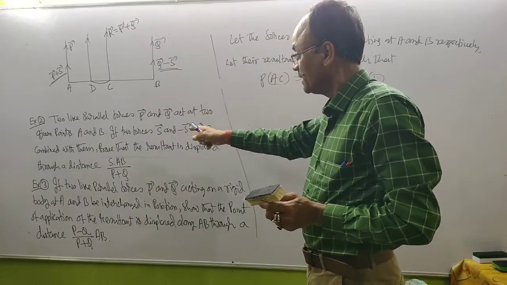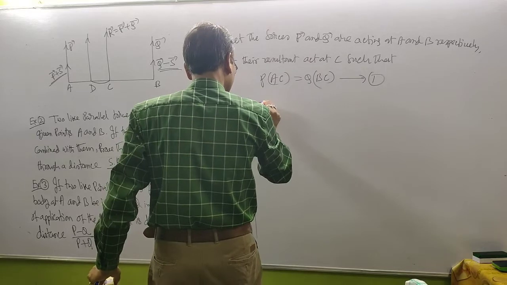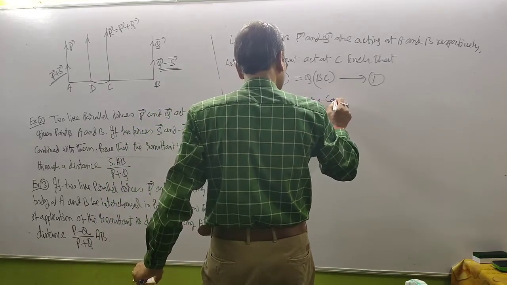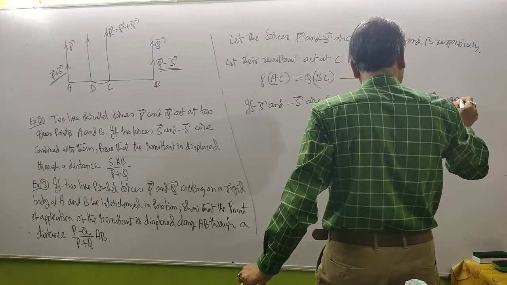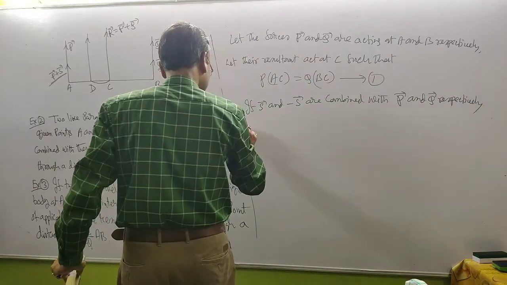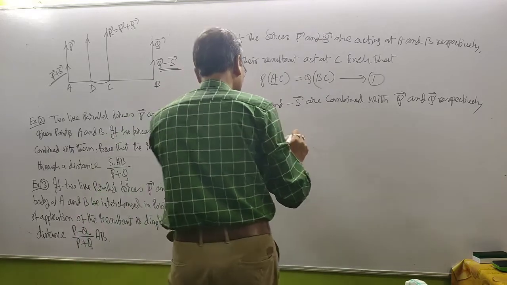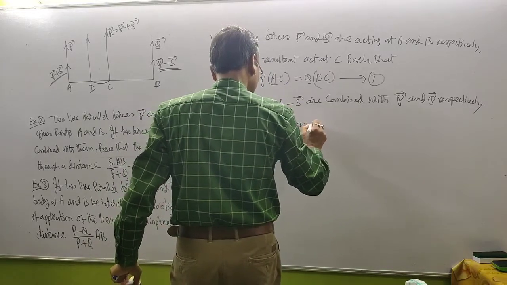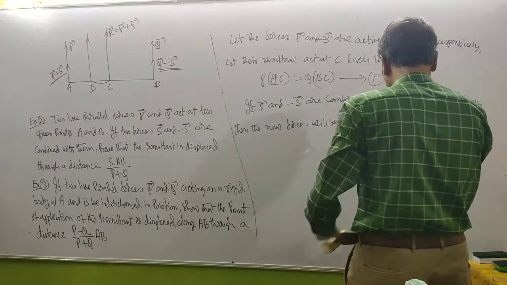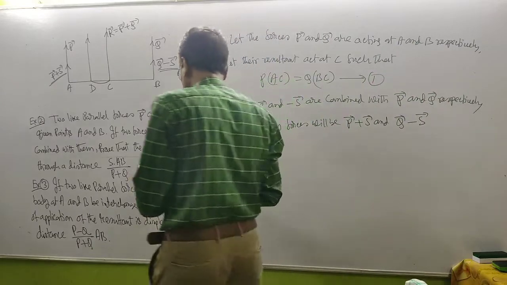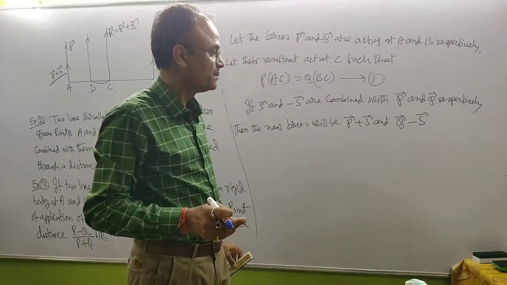Now you see, if S and minus S are combined with P and Q respectively, then the new forces will be P plus S and Q minus S. Obviously, their resultant will be this plus this equal to P plus Q. Their resultant is P plus Q.